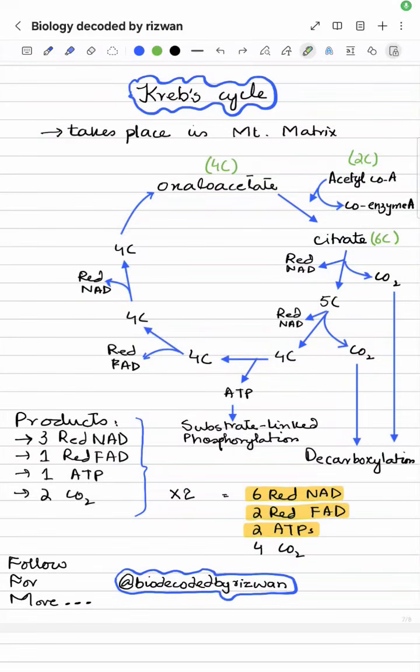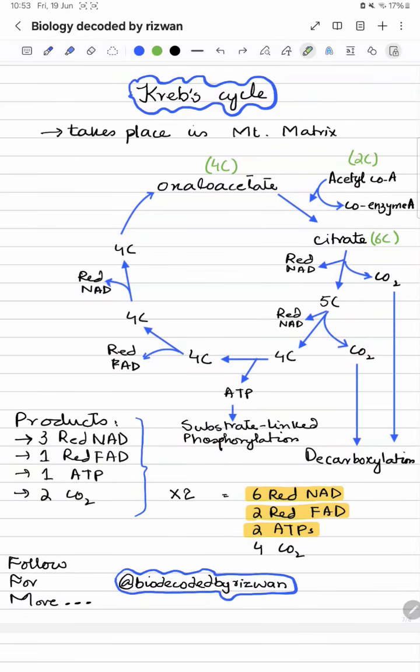Hello everyone. Today we're going to talk about a very important topic, that is Krebs cycle. Now, Krebs cycle takes place in the mitochondrial matrix, just like link reaction. We need to understand the fact that this cycle can only continue if this acetyl-CoA molecule enters from link reaction. If it is not for the presence of acetyl-CoA, Krebs cycle cannot proceed.